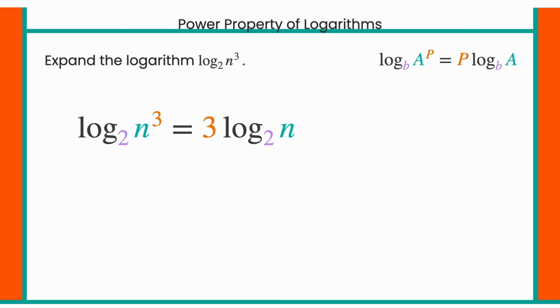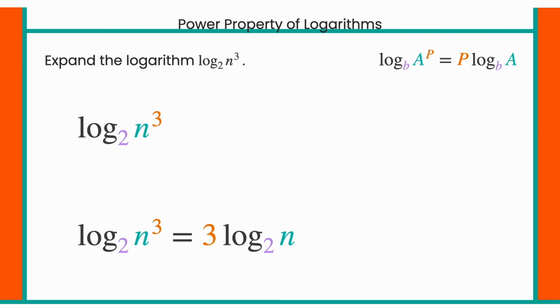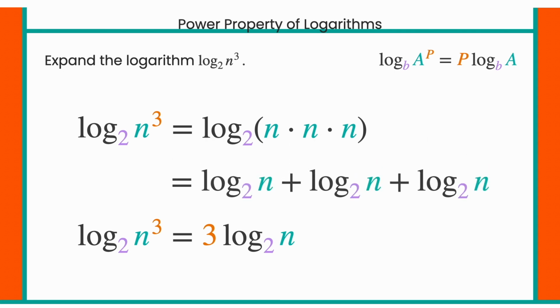If you want to understand better why this property works, consider how else we could rewrite log base 2 of n cubed. Let's rewrite n cubed as the product n times n times n. Then, we can expand it using the product property of logarithms. See how there are 3 log base 2 of n terms added together? That simplifies to 3 log base 2 of n, just like our original answer. Great work! Let's keep practicing.